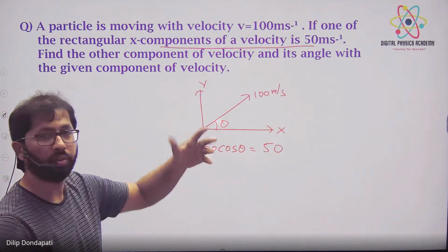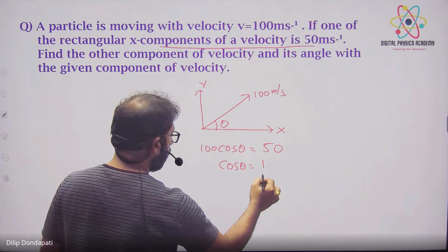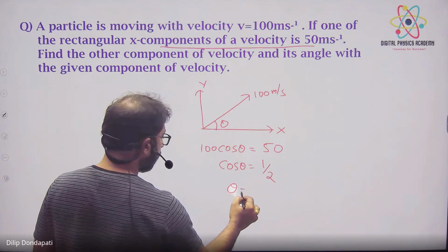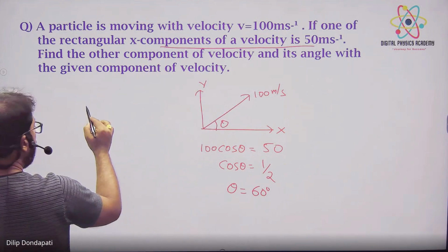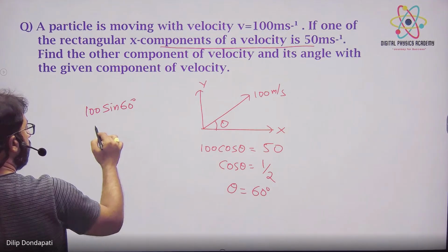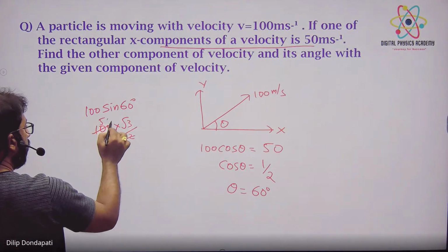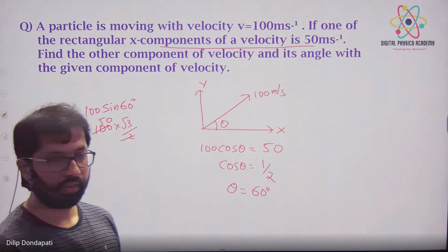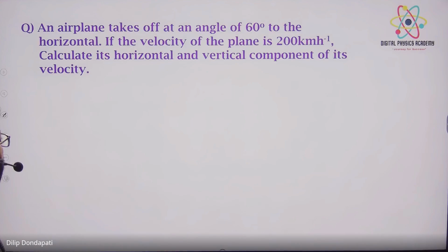See, they are changing the concept here and there. From this, cos theta is how much? 1 by 2. So theta is 60 degrees. Okay. Now what is the component in the y direction? 100 sin 60, so 100 into root 3 by 2, which is 50 root 3. Simple question. Simple.